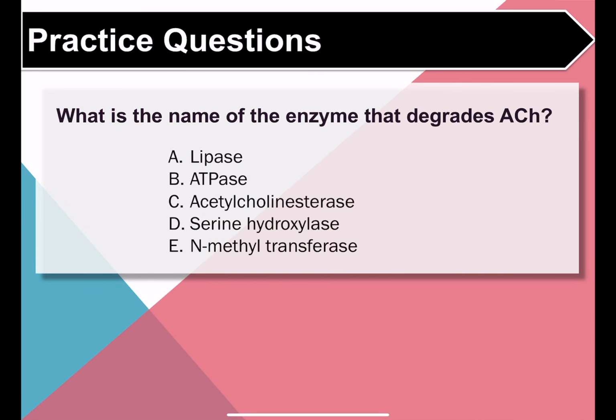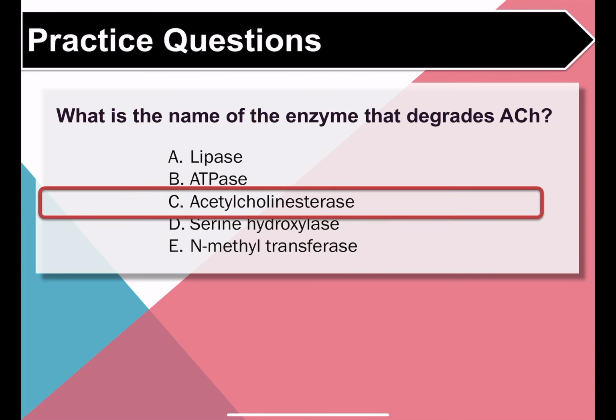Okay, what is the name of the enzyme that degrades ACh? Acetylcholinesterase. Very easy to remember. Starts with acetylcholine to begin with. Esterase. Okay, just think of it as acetylcholine elimination or something. Okay, so you can tell that it is for digestion or degrading away your acetylcholine.